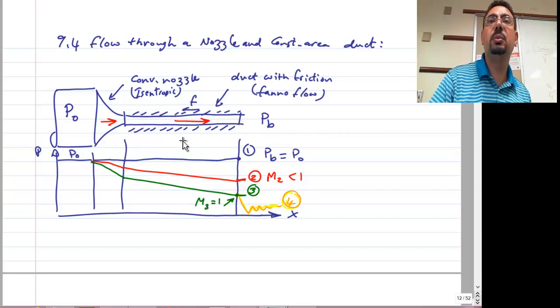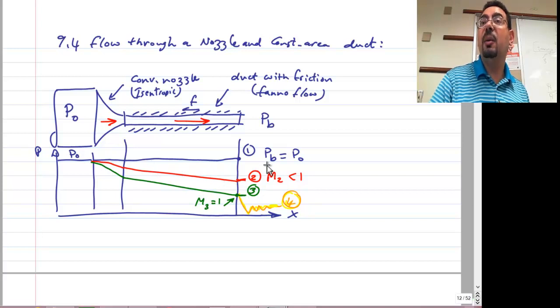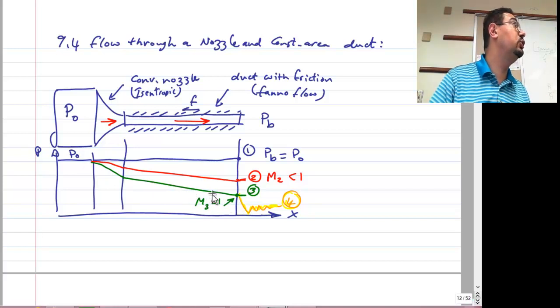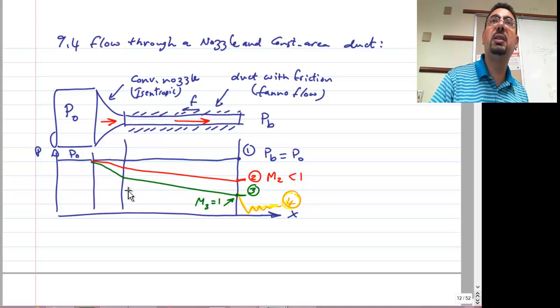So let's follow that procedure. Let's start with P back equal P naught. Obviously no flow. Once you drop the back pressure a little bit, the nozzle expands a little bit, the Mach number is like say 0.1 or something. But then you go into a duct with friction, an adiabatic duct with friction, and this M equal 0.1 will become 0.15, 0.2, 0.3, 0.5, right? And if the back pressure is low enough, the flow in this adiabatic duct with friction could hit Mach 1 at the exit. Obviously this will happen before this nozzle has a chance to get even to Mach 0.3, for example.